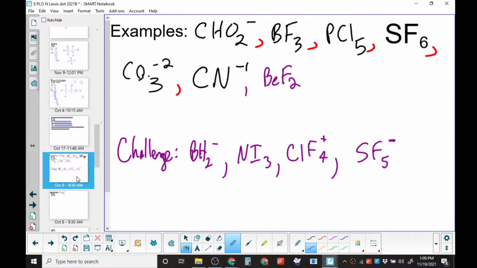Which one is PCl5? So, phosphorus in the middle and put chlorine all around it. Give yourself a bit of room, though. You have to. Make the chlorines a little farther away. There you go.